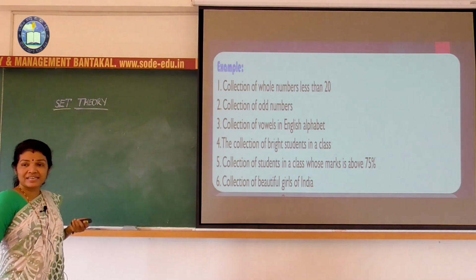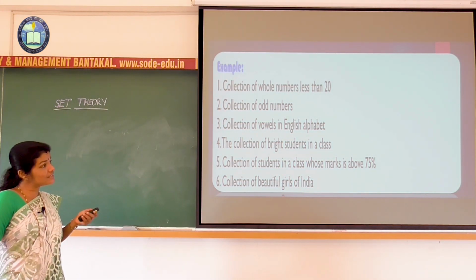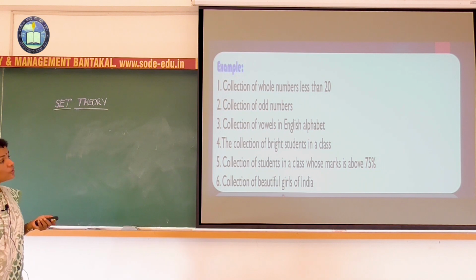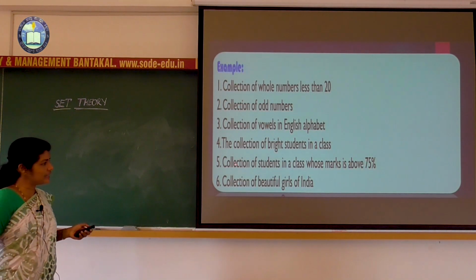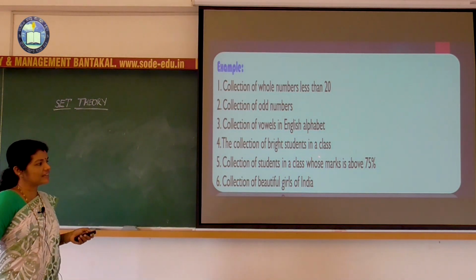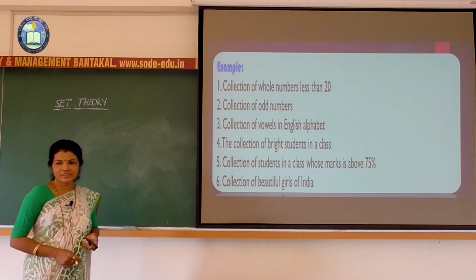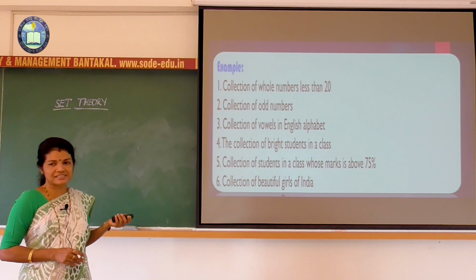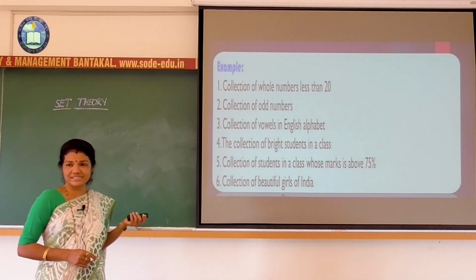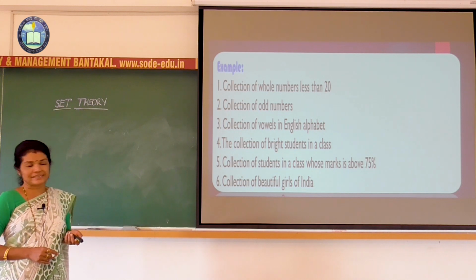That answer may vary from some other person's point of view. So here the answer varies from person to person, so it is not well defined. Consider the fifth example, collection of students in a class whose marks are above 75%. So this we can list out, right? So target is 75%, so we can list the students who scored more than 75%. So this is well defined, so this forms a set.